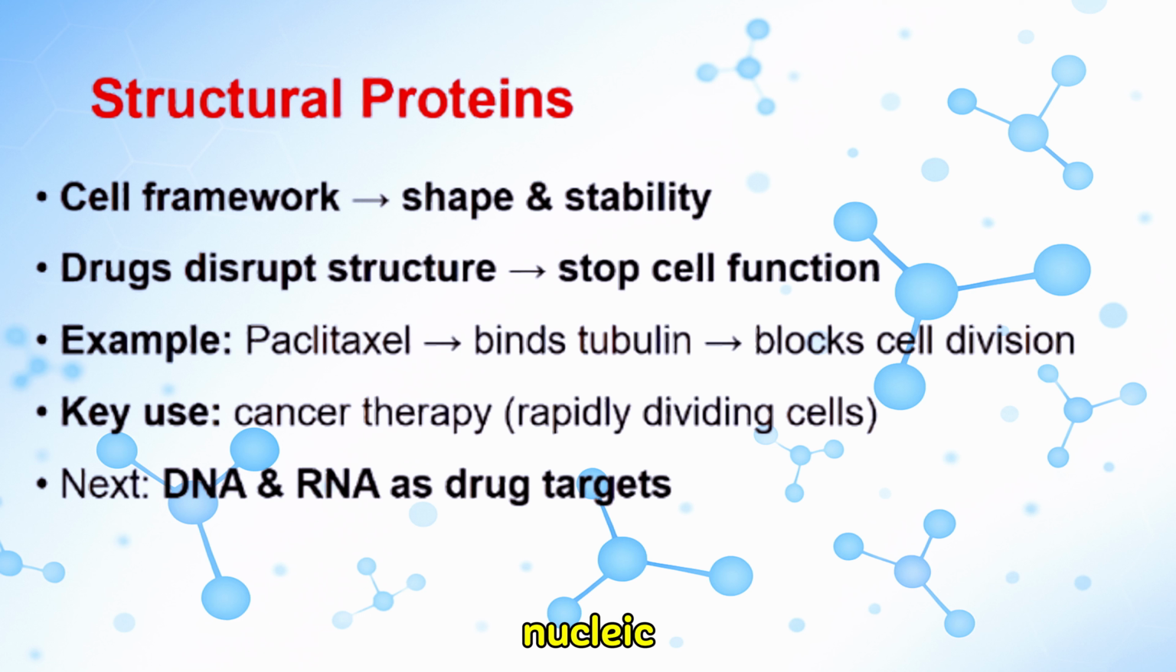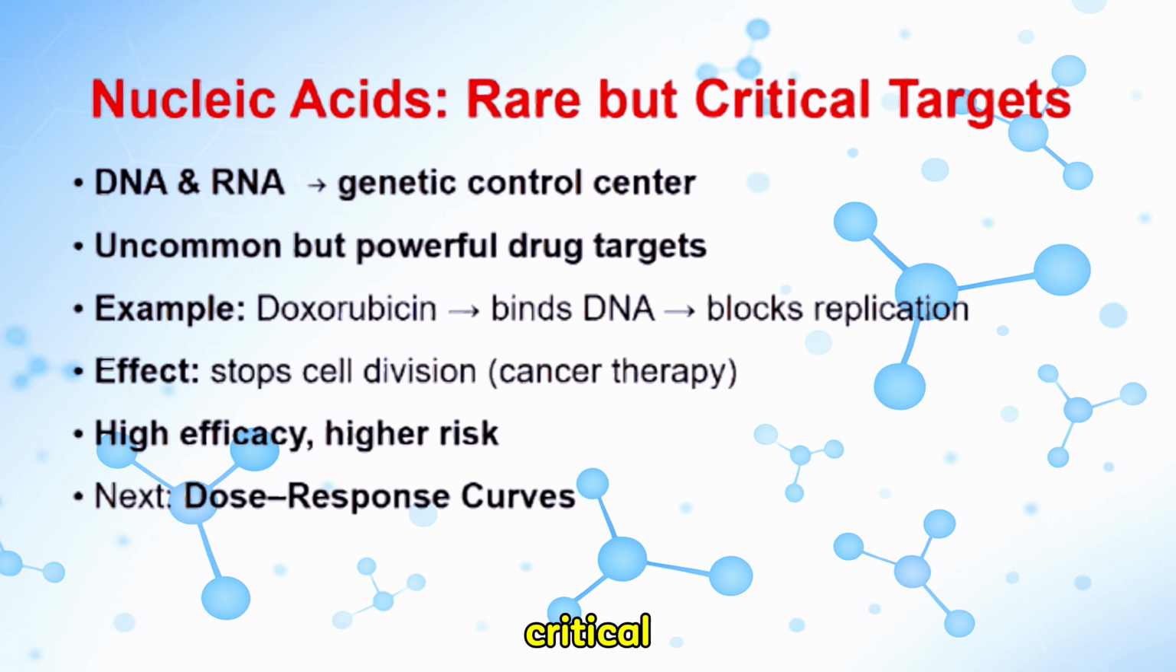Besides proteins, nucleic acids like DNA and RNA can also be drug targets, though less common. Targeting nucleic acids can be powerful, especially in cancer and infectious disease treatment. Let's explore how drugs interact with DNA to block cell growth or kill harmful cells. Nucleic acids. Rare but critical drug targets.